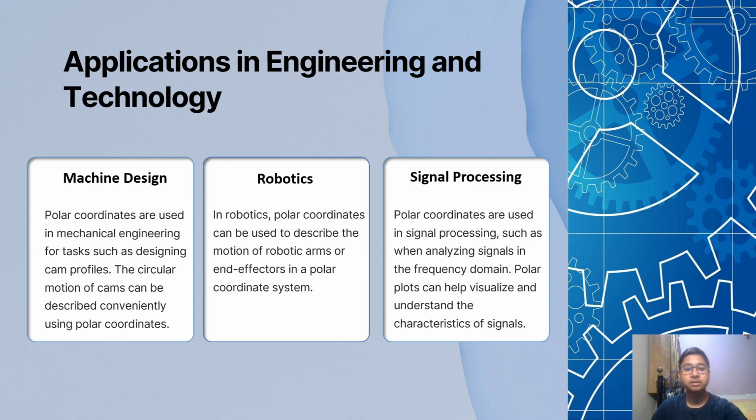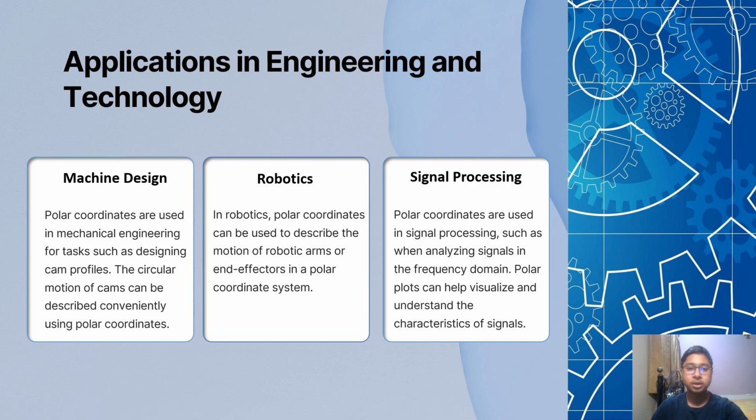Applications in engineering and technology. They are widely applied in various engineering and technology fields, enhancing the analysis, design, and understanding of systems exhibiting circular or radial symmetry. Some specific applications in engineering and technology are: they are used in machine designing, especially when dealing with components that rotate or have circular features.